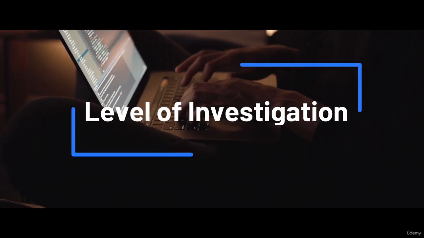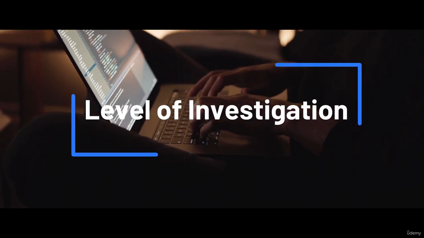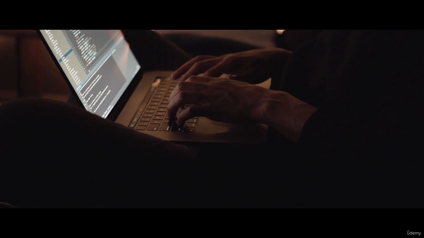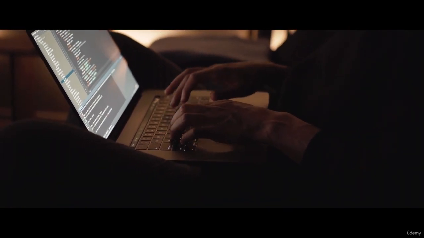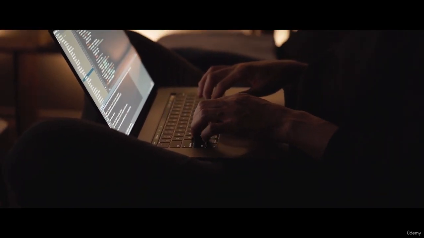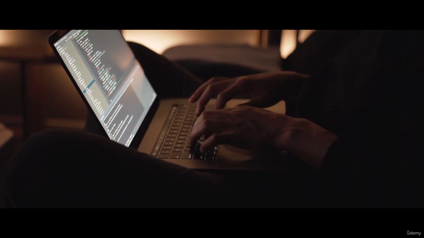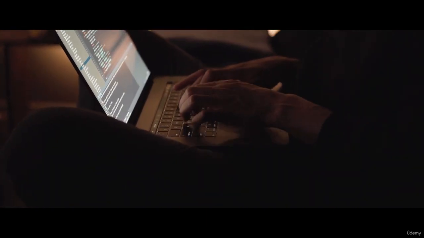So here comes the level of investigation that we are interested in. If we are looking at this from a forensic standpoint, then it's a very good chance that you would need to change the drives or part of the drives for the investigation.